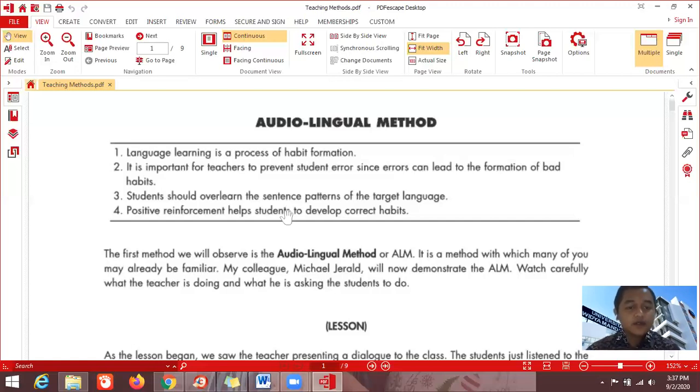And the fourth one, positive reinforcement helps students to develop correct habits. Reinforcement, you need to give compliments to your members if they do good things. You say like, good, very good, excellent. It's a compliment that can reinforce them to learn more and more and to be happy and glad they achieve what is expected by the tutor or the teacher in this case.